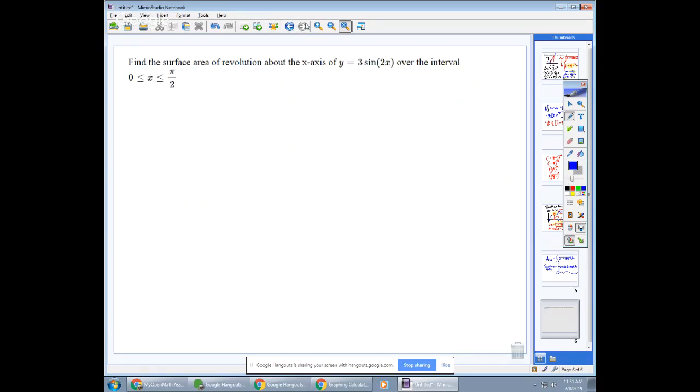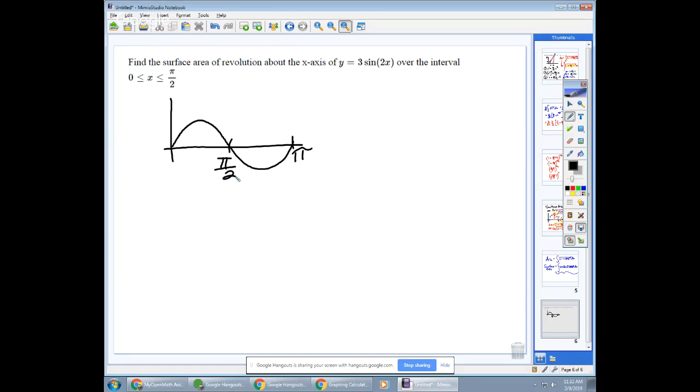Here's the surface area problem we're going to try to do. We've got y equals 3 times the sine of 2x on the interval from 0 to 2 pi. So I'm going to attempt to sketch that. The sine wave starts at the origin and goes up and down. The 2x shrinks this horizontally, so instead of having a period of 2 pi, it now has a period of pi. Pi over 2 happens to be right here in the middle.